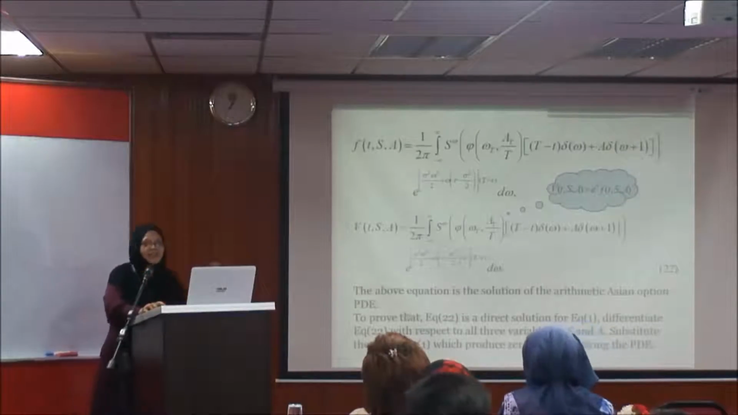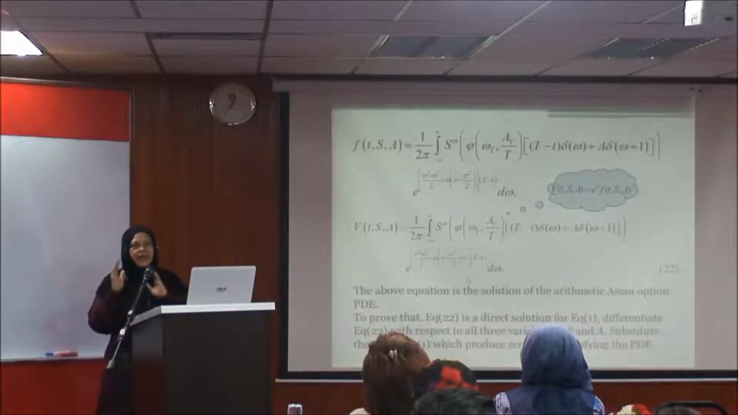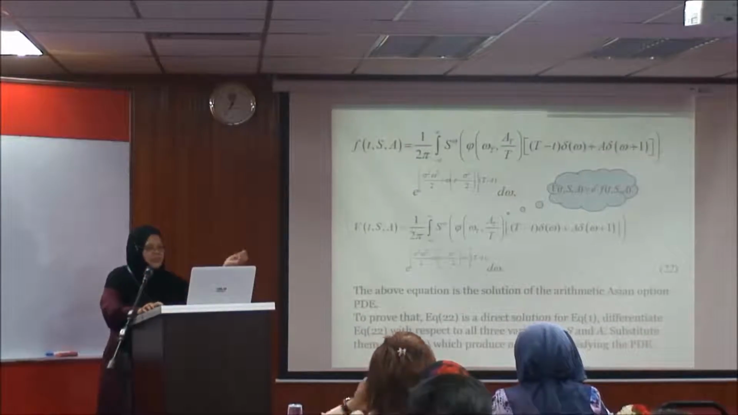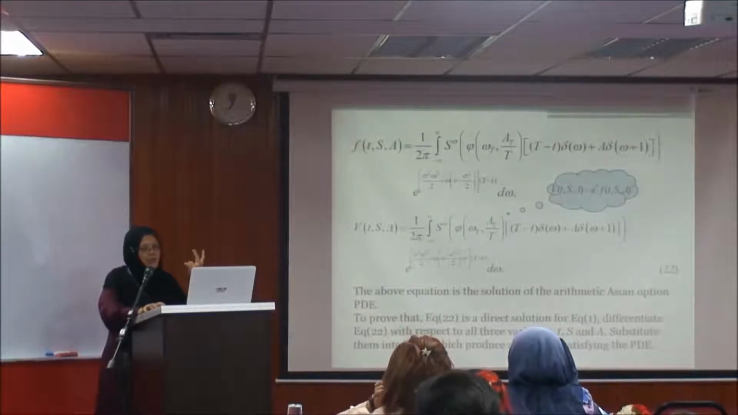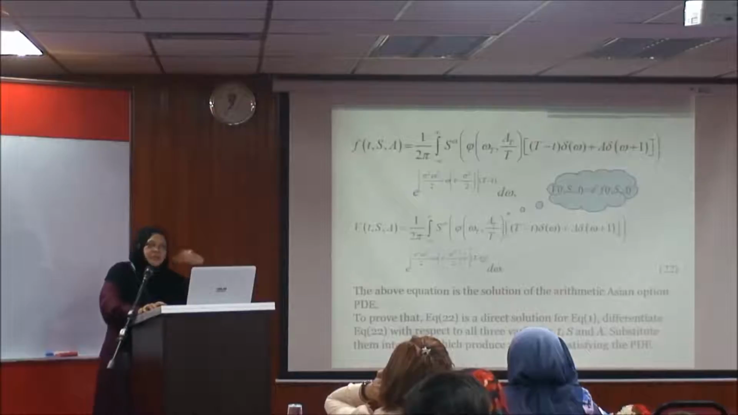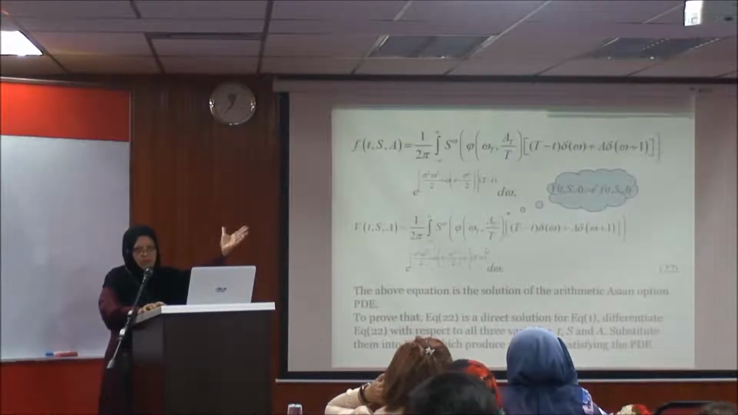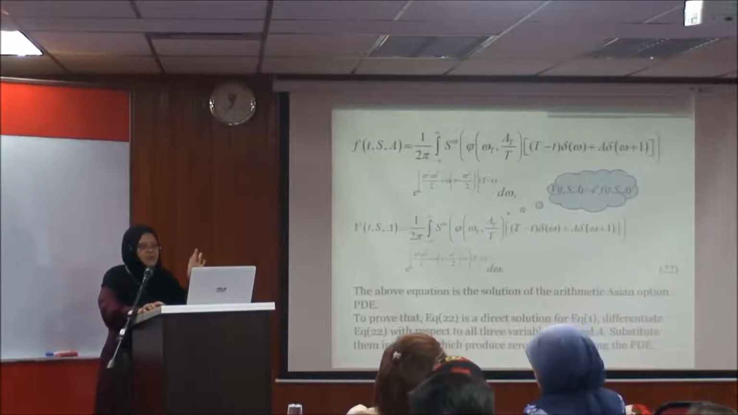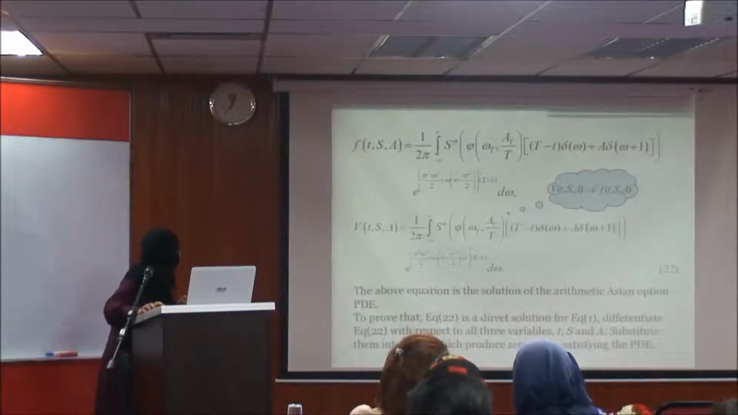Okay, so again, to prove that equation 22 is the correct solution, the one that we get, we differentiate it again with respect to T, A and S, and substitute it again in PDE 1, the Black-Scholes model that we have modified a little bit. And when it produces zero value, that means it satisfies the PDE.